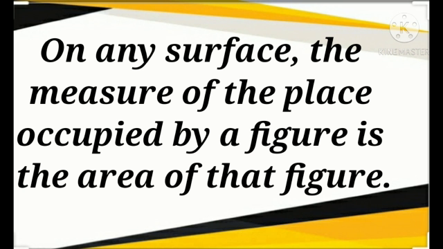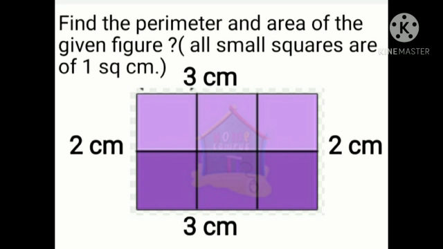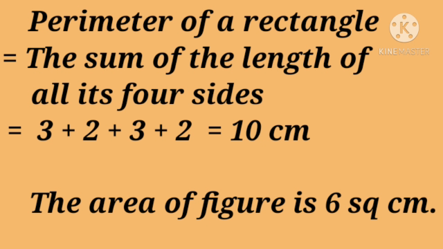Now students, we will solve our next example. Find the perimeter and area of the given figure. All small squares are of 1 square centimeter. Here you all can see a rectangle measuring 3 centimeter, 2 centimeter, 3 centimeter and 2 centimeter. So first we have to find out the perimeter of the rectangle, then we have to find out the area of the rectangle. So let's start.